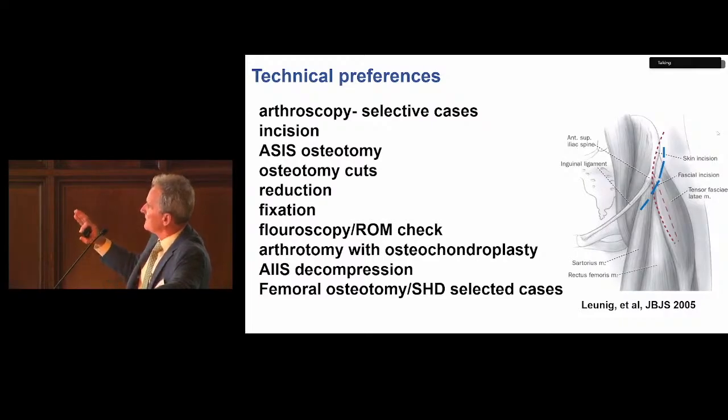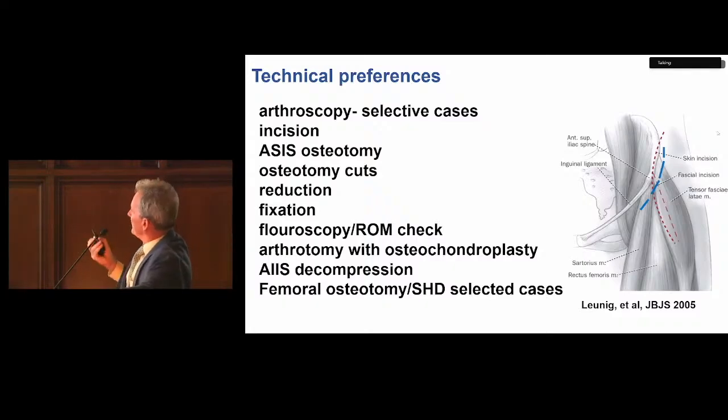Just real quick for me, I use arthroscopy in selective cases. The incision I use is on the right here. I used to use the traditional Smith-Petersen that was described by the Ganz group. I use incision along the lateral aspect of the iliac crest, off the crest about 1.5 centimeters, and then down into the hip crease. I do the ASIS osteotomy cuts you've heard about, and I use similar techniques. Reduction fixation we'll talk a little bit about.